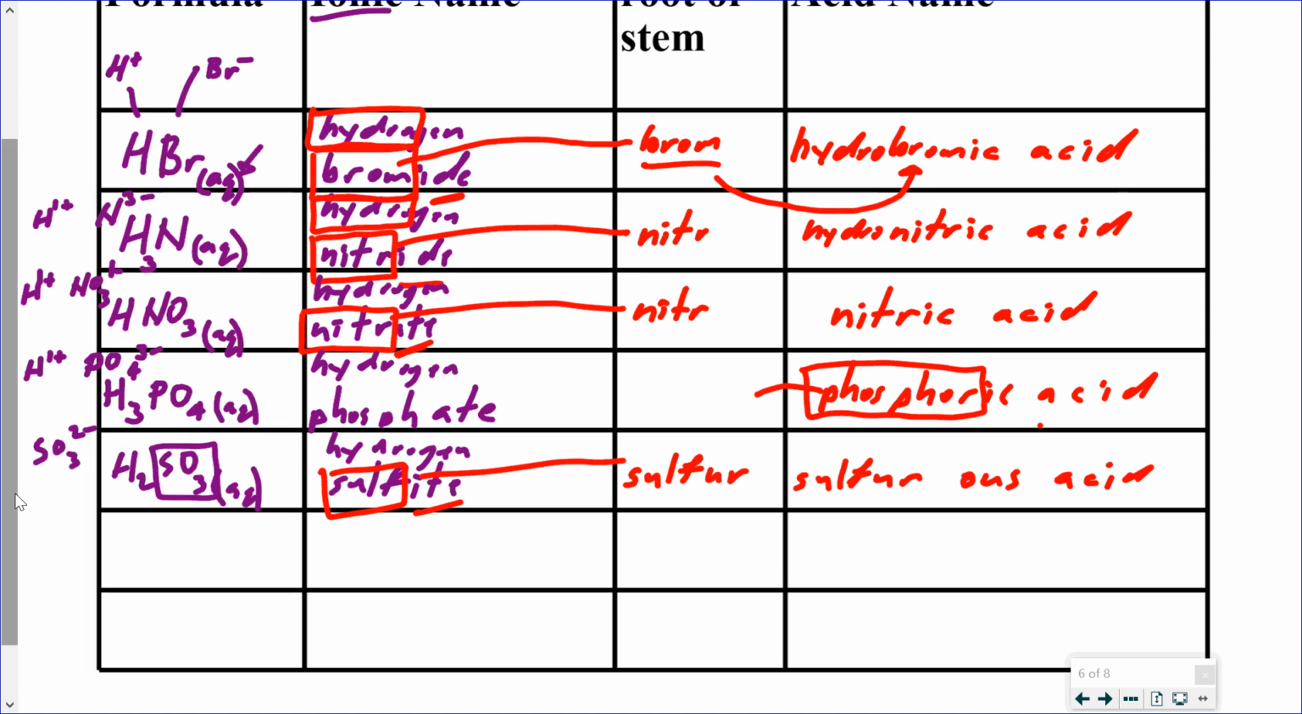Let's just do one more together here. Let's make this one chlorous acid. Actually, we'll have to do at least one more because I want to do an organic one.